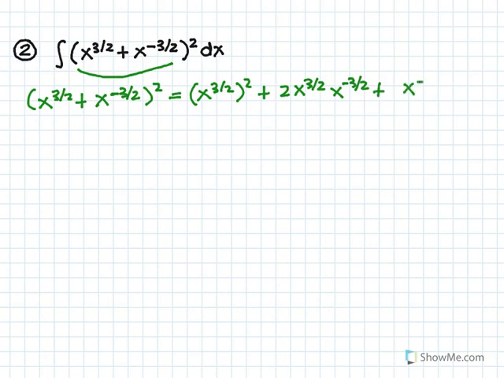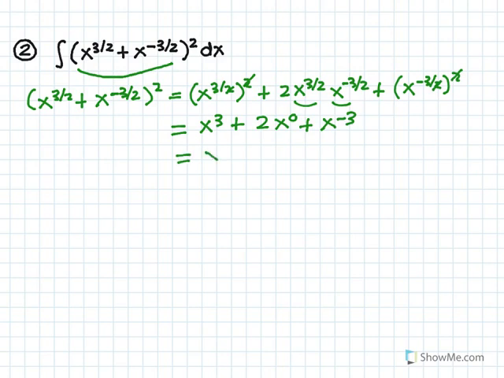plus x to the negative 3/2 all squared. And what we're going to get is x cubed, because the 2 cancels with the 2 here, plus 2 times, and we're going to add the exponents, so we get x to the 0, plus, canceling the 2 with the 2, x to the negative 3. Simplified further, that gives us x cubed plus 2, because x to the 0 is just 1, plus x to the minus 3. So this is the integrand, and we're going to integrate this.